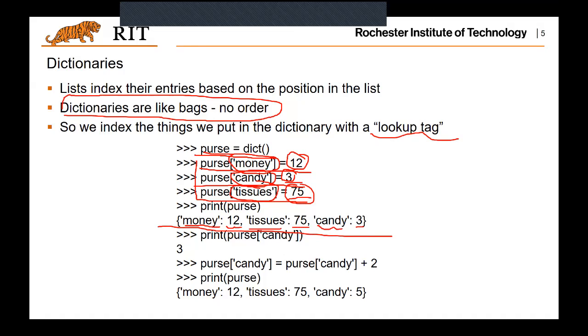So basically this is what a typical dictionary looks like. Again, two parts. First is the key, and the second is the value.